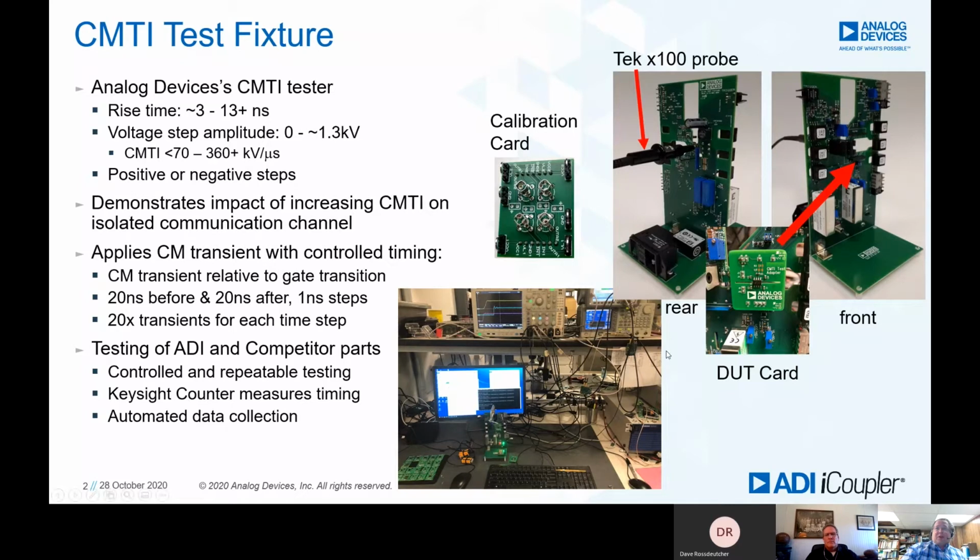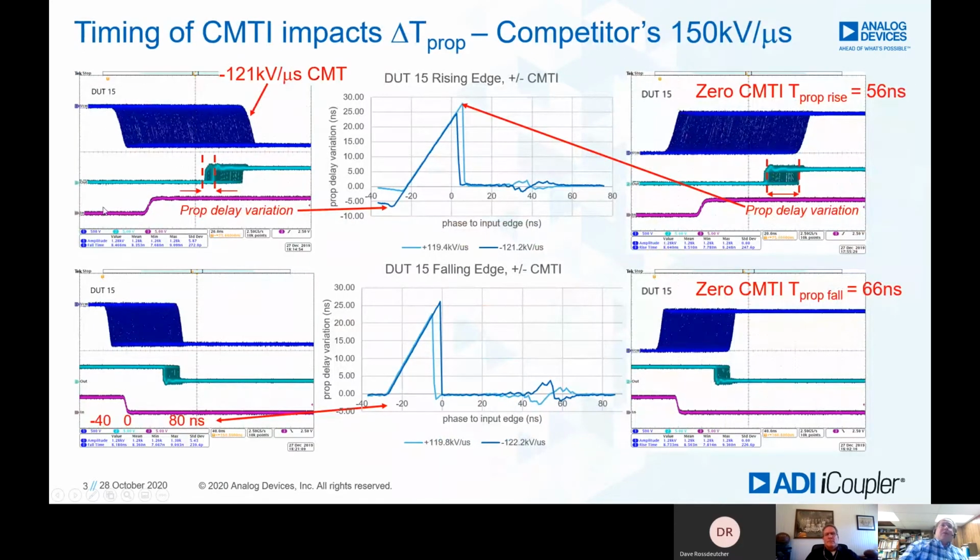So as part of our studying for that, we tested over 20 different parts, both from us and our leading competitors. Basically we would apply a transient at different times, multiple times for each time step, and then sweep through the logic transition and see what happens with the part. So for example, here's a part where we have an input waveform and an output waveform, and then an applied common mode transient.